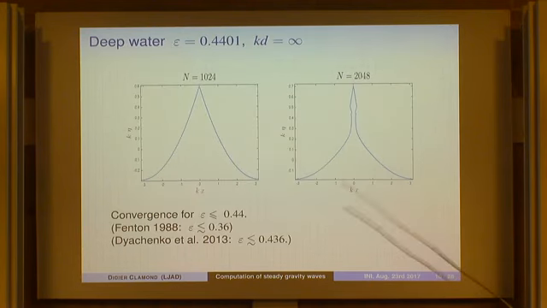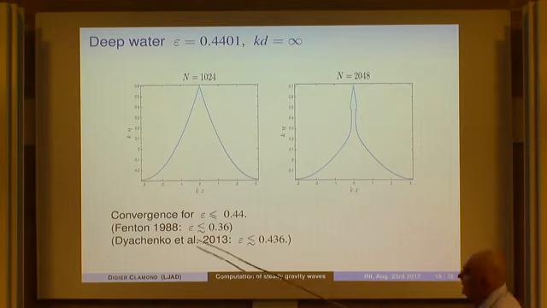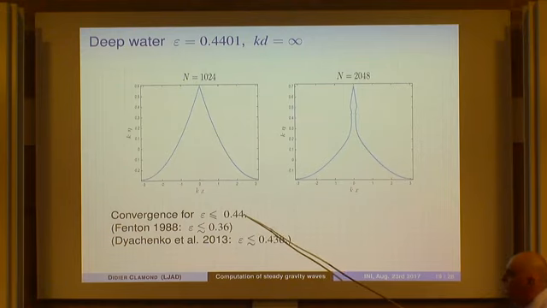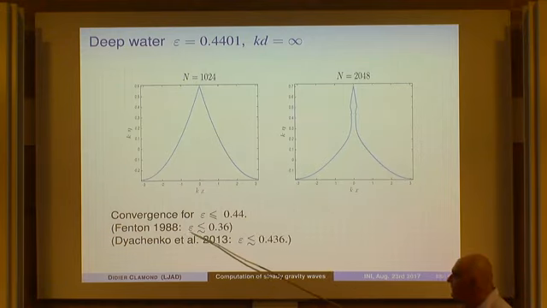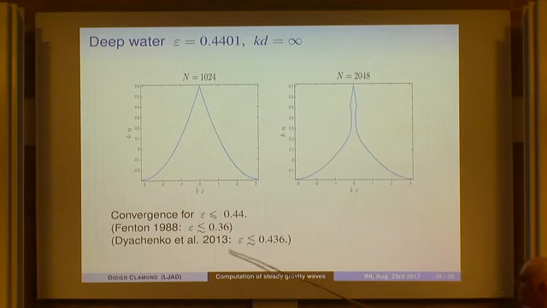Okay, so you do that in infinite depth, and it works fine for every steepness less than 0.44. If you compare with the Fenton algorithm, that is limited to 0.36, and Yatchenko to 0.436. This is not the highest possible wave.